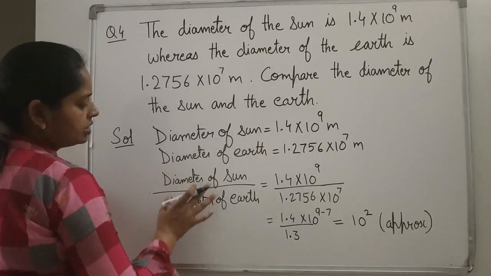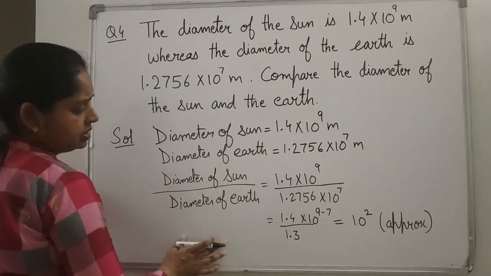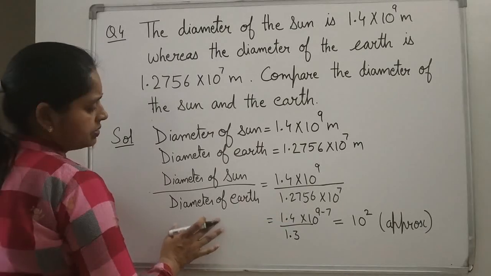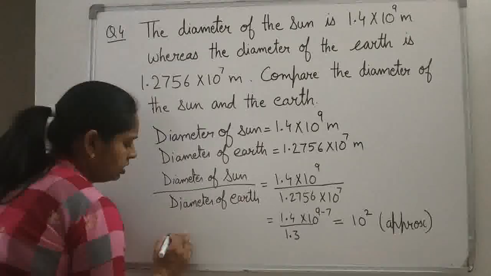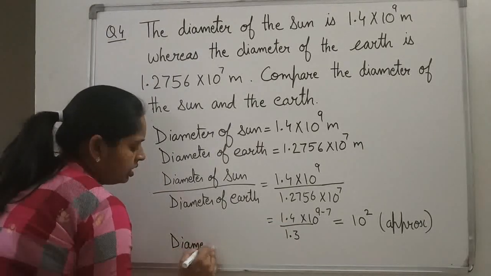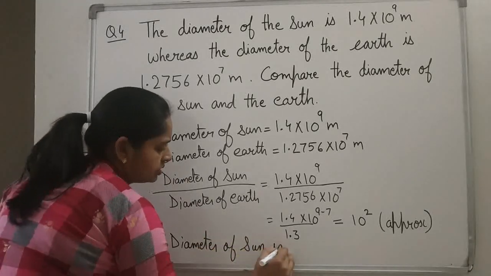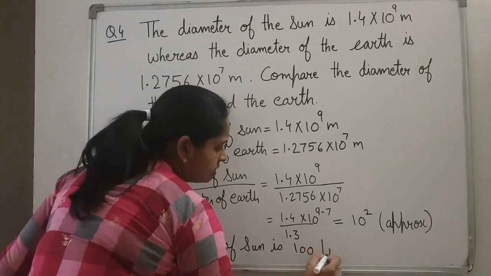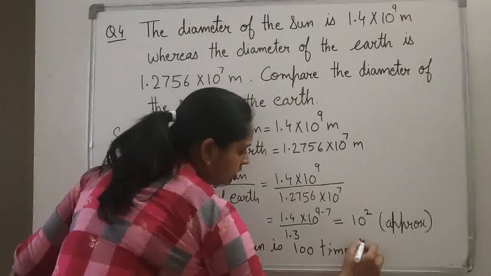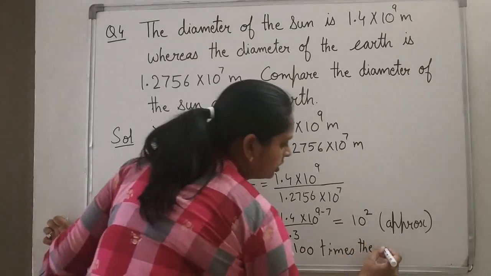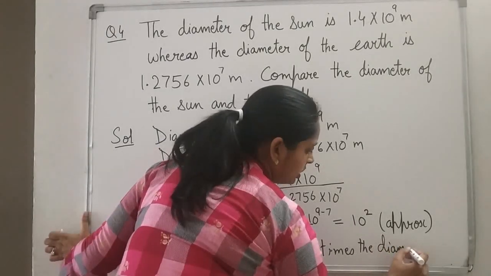So your answer is: diameter of Sun is 100 times the diameter of Earth, approximately.